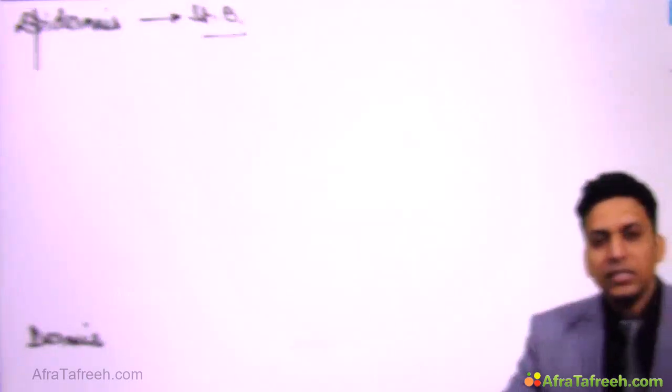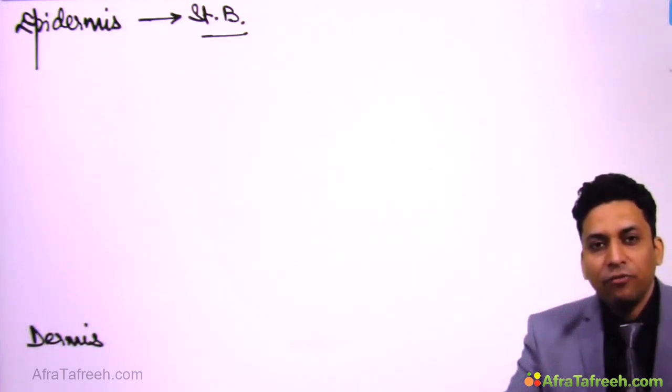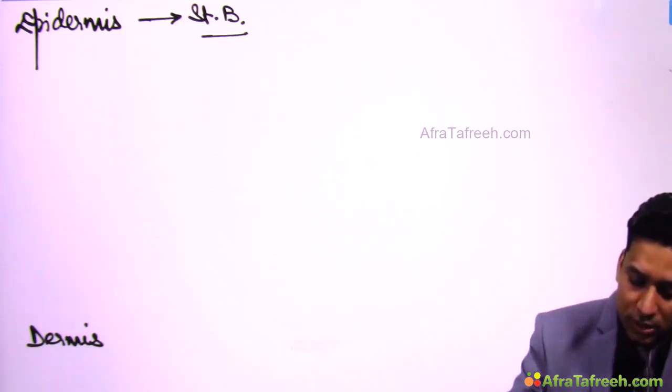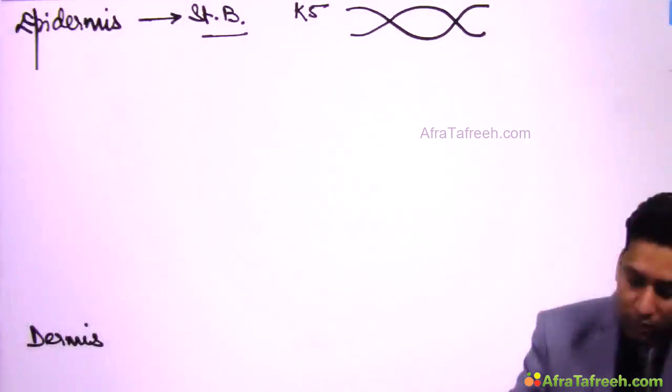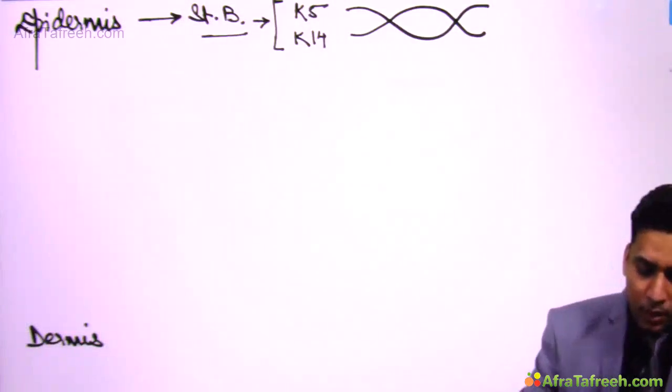And in stratum basale, which keratin filaments are present? If you recall, I told you in the beginning that keratin 5 and 14 is present in stratum basale. So let us consider this is keratin 5 and keratin 14 filaments present in stratum basale. Okay, now this is attached to hemidesmosomes.